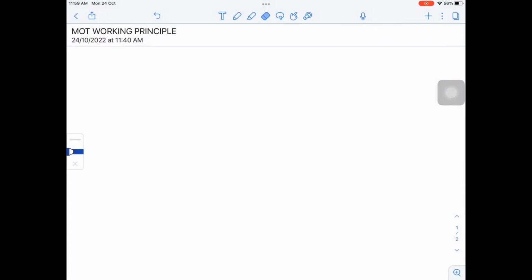Okay, today I would like to talk about the working principle of the MOT, aka magneto-optical trap. MOT plays the key role in most of the cold atom experiments because this is the first step of capturing and cooling the atoms from room temperature to a few hundred microkelvins.